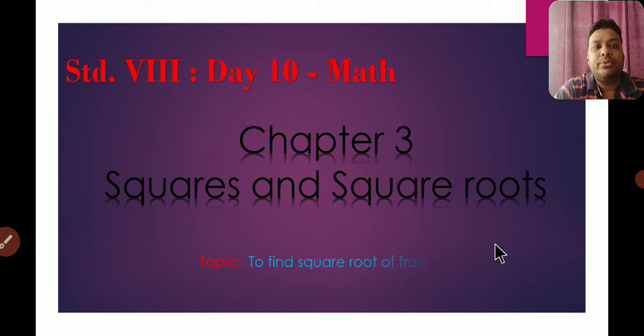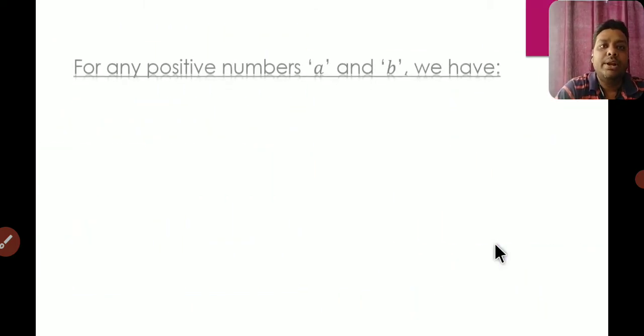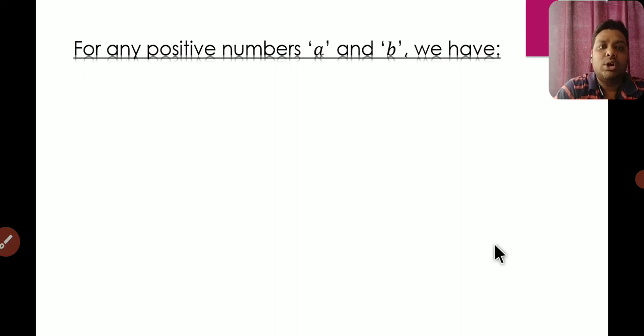And the topic of today's class is to find the square root of a fraction. So let's understand this concept also, dear. Now at first let's see the concept. For any positive numbers a and b, if both different numbers are in root, then you can separately write it in product. It means you can write root a into root b separately. Okay, this is the first rule.